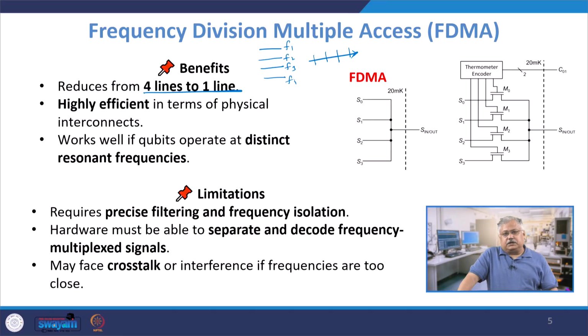If they are not, and there is an overlap frequency between two qubits, then it won't work, right? And this is the limitation. Now let's look at the limitation of FDMA.